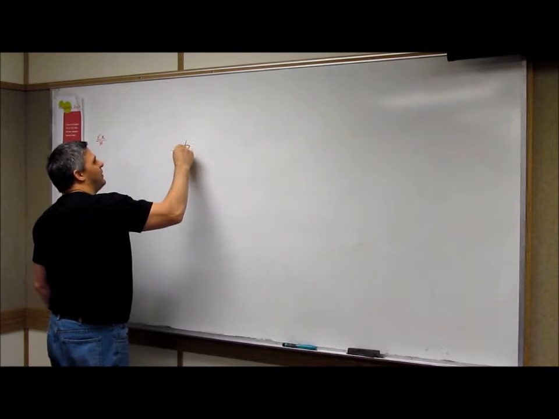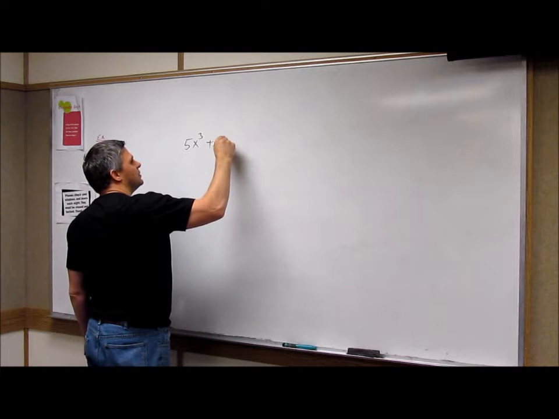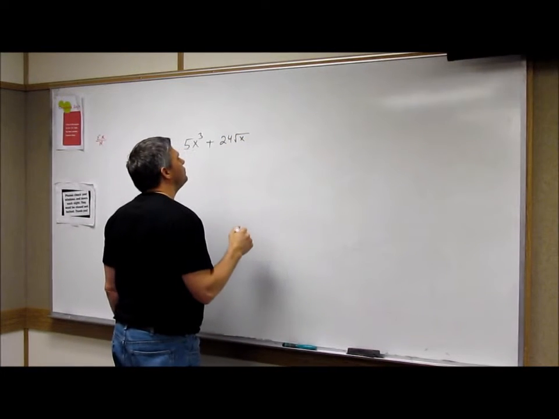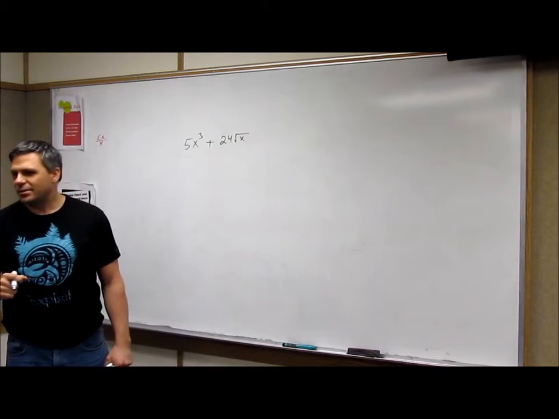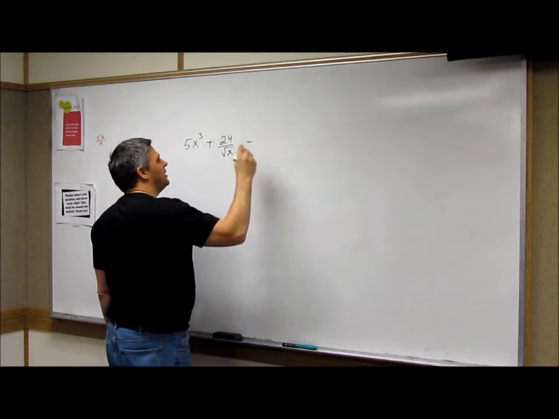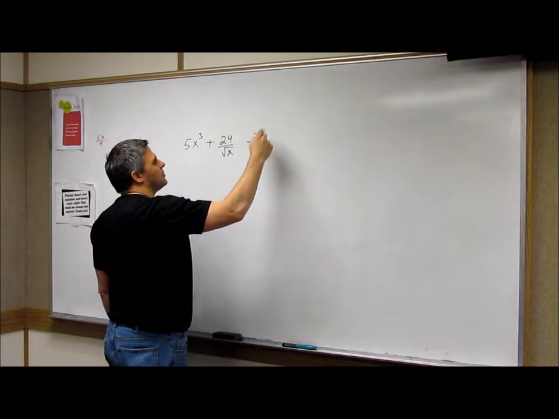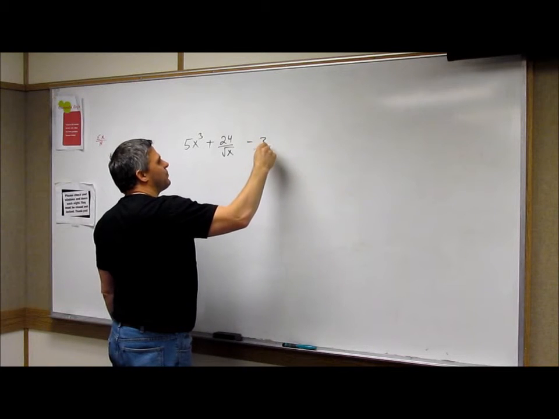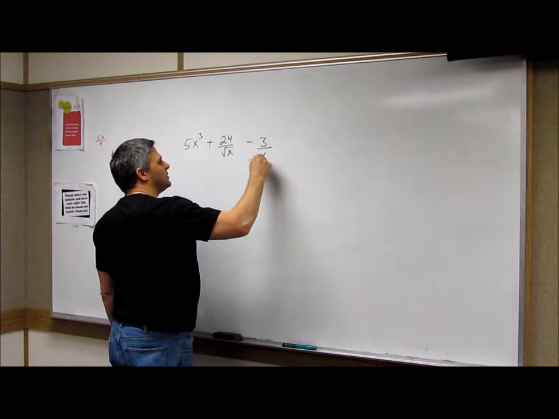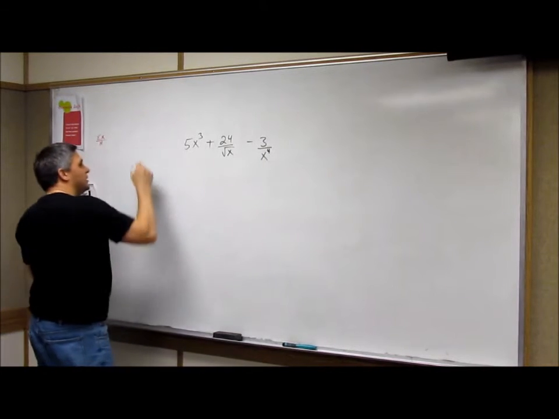I mean you get something like, I don't know, 5x cubed plus, I don't know, 24 divided by square root x minus, I don't know, how about 3 divided by x to the 4th. Okay? Alright, so this is f of x.